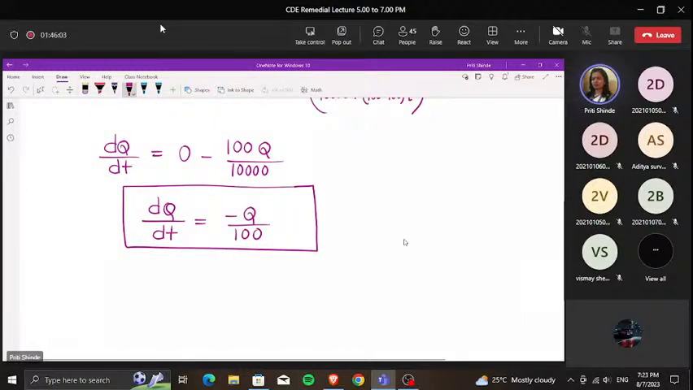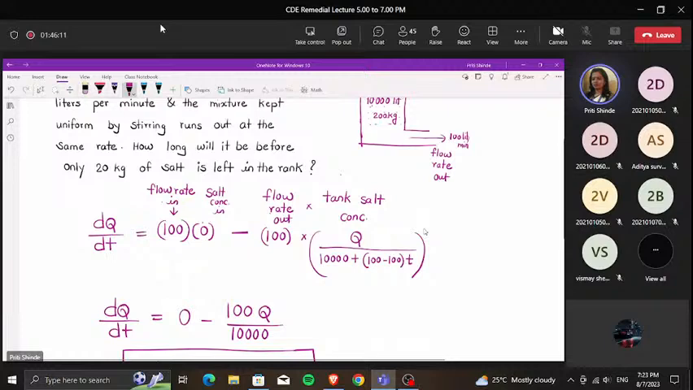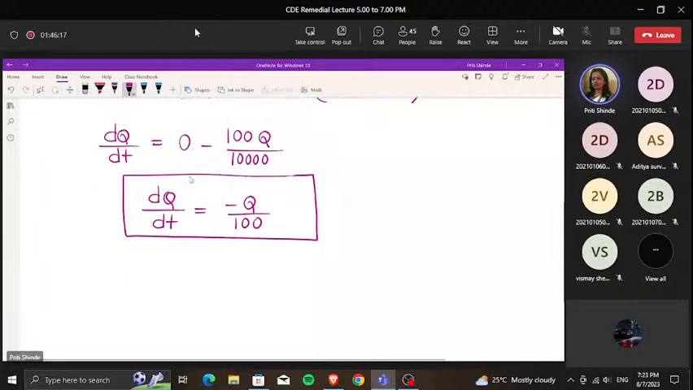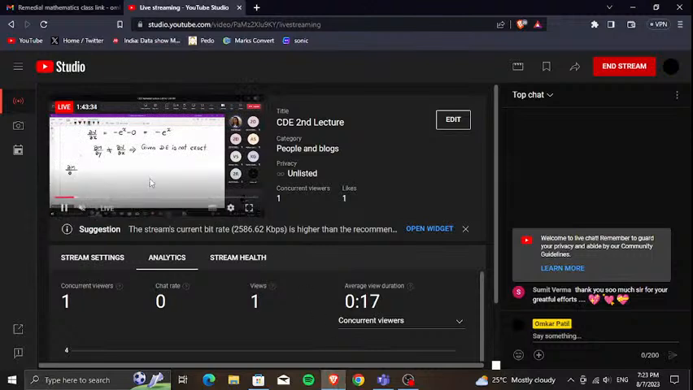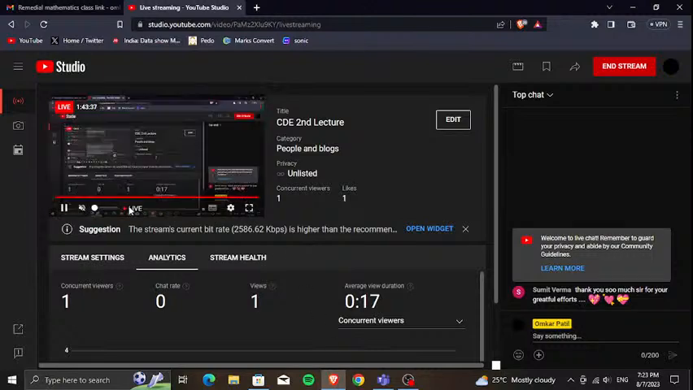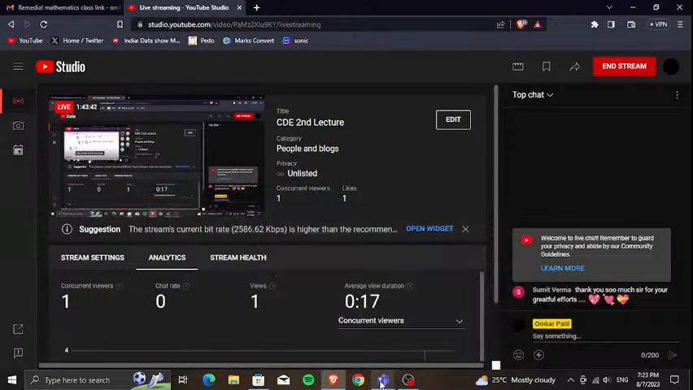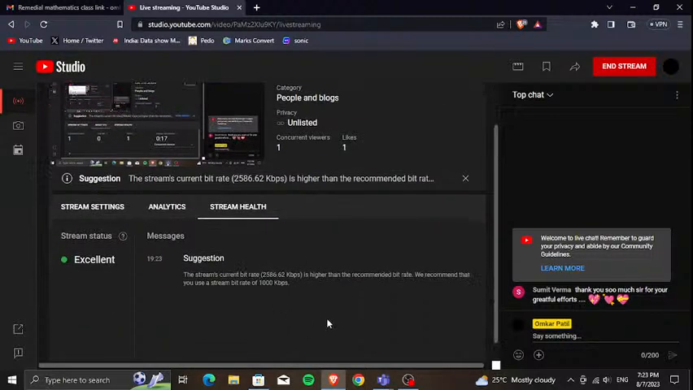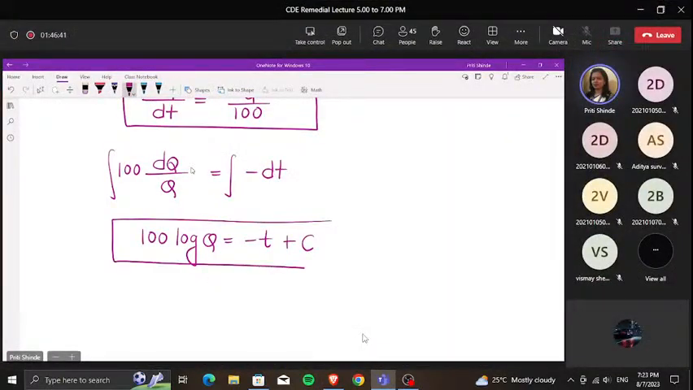Like Newton's law of cooling, you can solve this mixing problem. Just remember this formula carefully and write down the differential equation carefully. Here, since this term is 0, you can solve by using variable separable form. dq by q into 100 is equal to minus dt. So integrating both sides, 100 integration of 1 upon q is log q, equal to minus t plus c. So this is your solution.